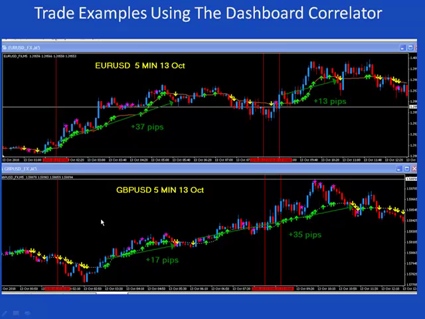But by using the Dashboard Correlator, you would see the clear case of which currency to trade based on a set of simple rules, and also the lower risk trade, because both of these you would have made profit, but which was the more risky one?